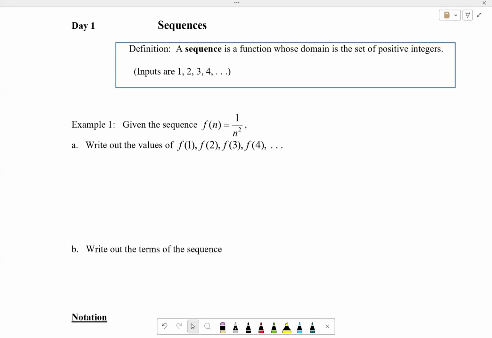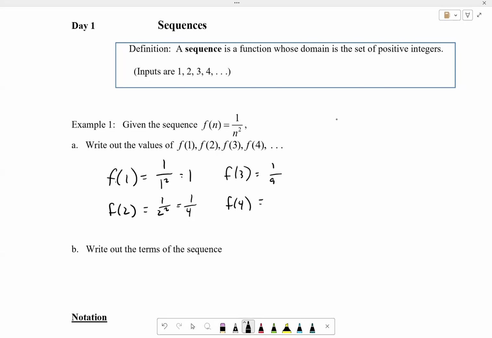So write out the values of f of 1, f of 2, f of 3, f of 4. Is that difficult? Maybe for some, but not for Luke. So f of 1 we know is equal to 1 over 1 squared, which is equal to 1. F of 2 is equal to 1 over 2 squared, which is equal to 1/4. F of 3, can I just go right to 1/9, and f of 4 is equal to 1/16? Are we comfortable with that? So if I were to make this list, it would be 1, 1/4, 1/9, 1/16. That is our sequence. How high does this go?